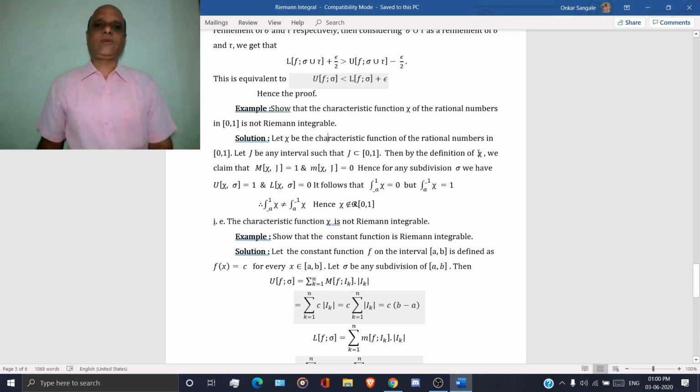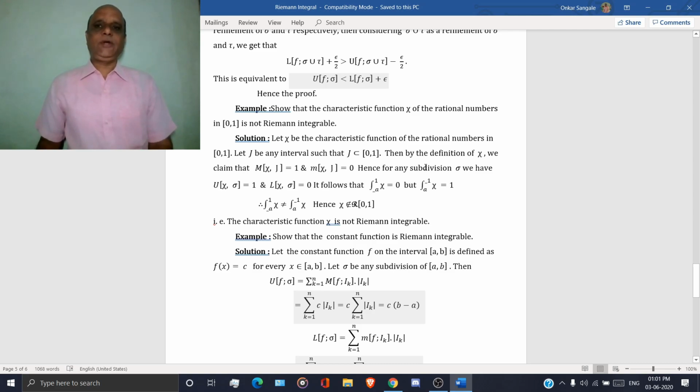Then by the definition of chi, the characteristic function chi_A of x is 1 if x belongs to A, and chi_A of x is 0 when x does not belong to A. So by that definition we claim that the maximum of chi over the interval J is 1 and the minimum of the function chi over the interval J is 0.